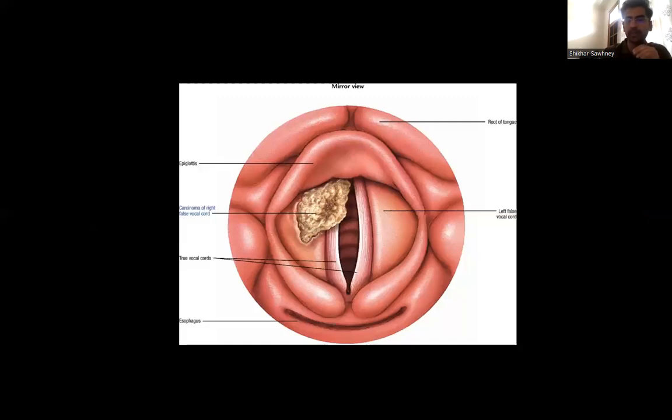The tumor may involve the petiole of the epiglottis and go into the pre-epiglottic space. It may grow laterally to involve the aryepiglottic fold and the paraglottic space. It may grow posteriorly and involve the arytenoid as well. However, its extension into the glottic area would be a little late because, as I said, of the natural barriers present in the supraglottis.